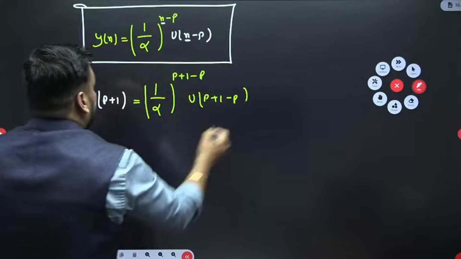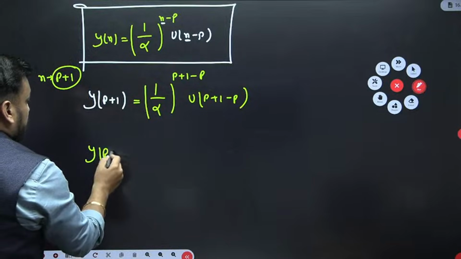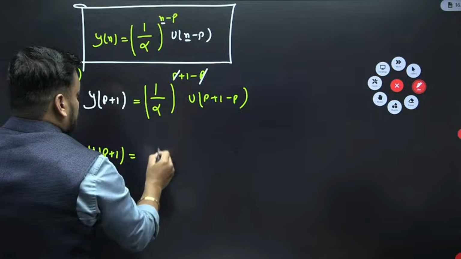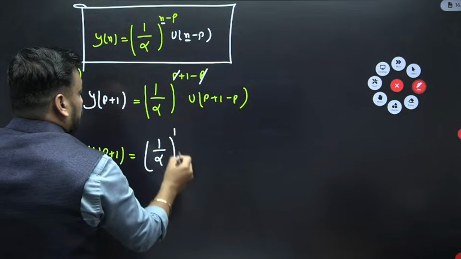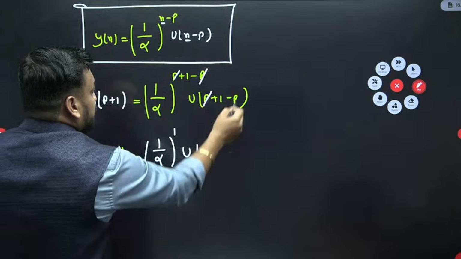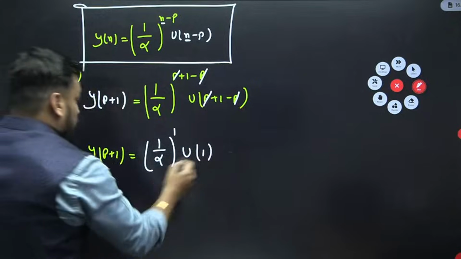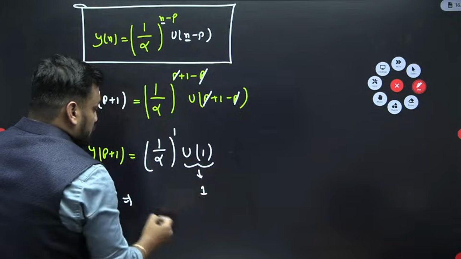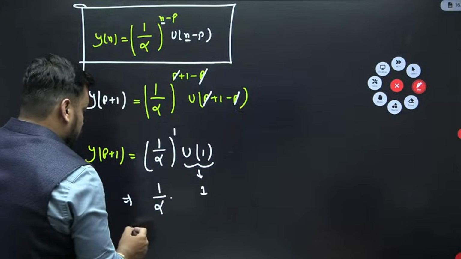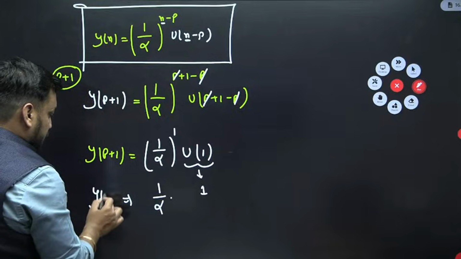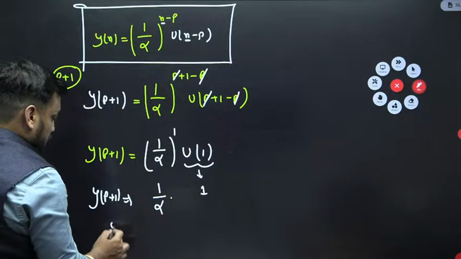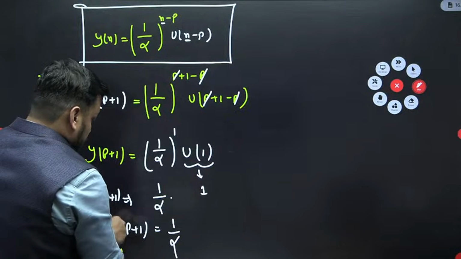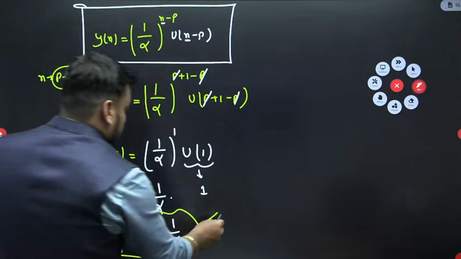So don't you think the final answer y[p+1] is nothing but, finally, this p and p get cancelled out. So it will be (1/alpha)^1, and here u[p-p] gets cancelled, so u[1]. And do you know for the unit step nature, u[1] value is 1 only. The final answer is 1 by alpha times 1, and something upon 1 is nothing but something only. So the final answer y[p+1] is nothing but 1 by alpha. This is the only correct answer.